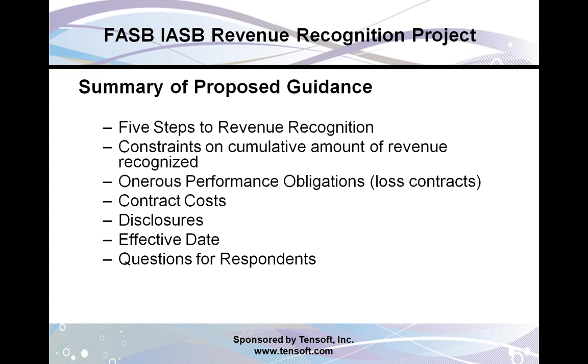Also, it talks about when the amount of revenue is going to have some kind of limitation or constraint, as they call it. What are the treatment of lost contracts, or in the language of the exposure draft, onerous performance obligations. How we deal with contract costs, both pre-contract costs and post-contract costs. What the new required disclosures will be, and then the effective date, which we've discussed. And in the exposure draft, they actually posed a number of questions that they said, companies that review this and respond to it, could you please address these questions?